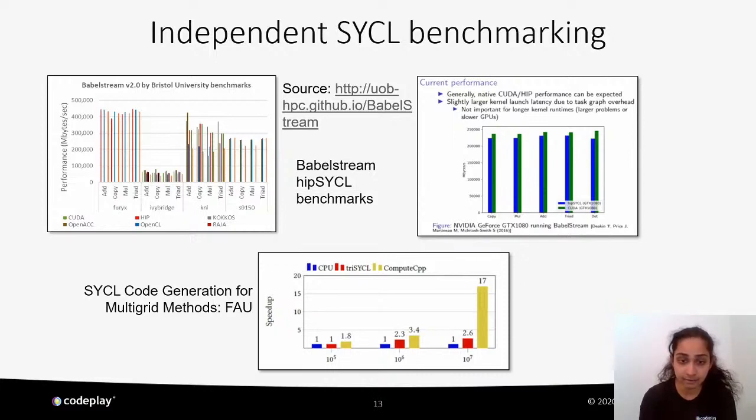The third graph over here shows the performance of SYCL for multigrid methods. Multigrid methods are fast scalable numerical solvers for partial differential equations. This study was done by Friedrich Alexander University, and it shows SYCL code generation for multigrid methods. This shows the speedup, the higher the better, and the x-axis shows the size of the multigrids. We can see that triSYCL and Compute CPP are two implementations of SYCL, and compared to CPUs, the performance obtained by SYCL is higher and much better.